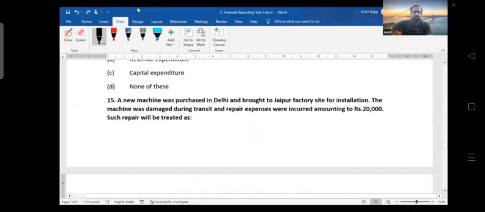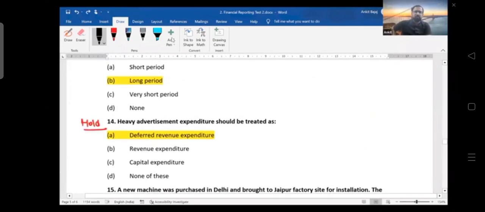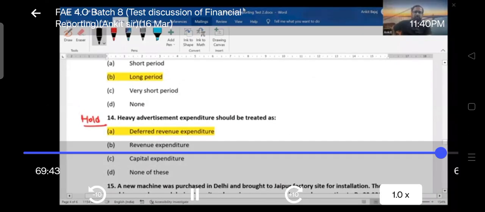Now Mangesh, he has asked question. That is, which question Mangesh you have asked? Now I will allow you to speak. You can speak.